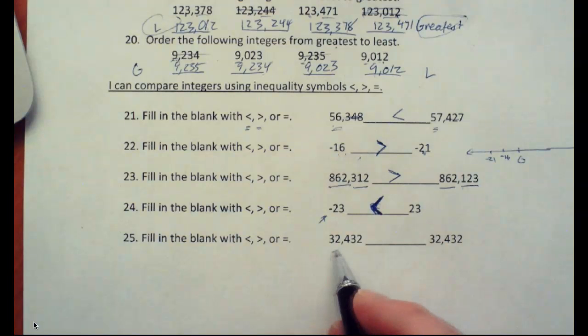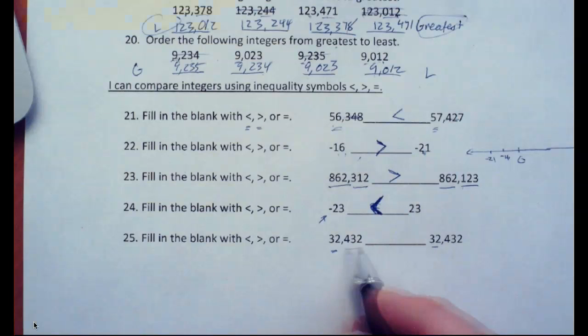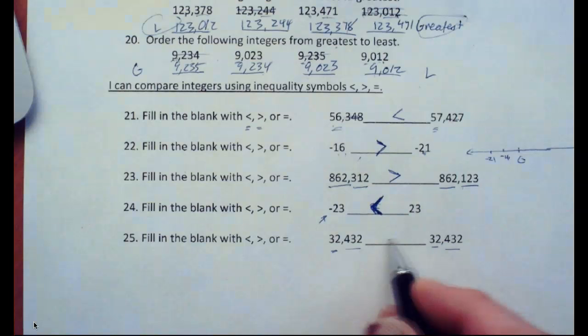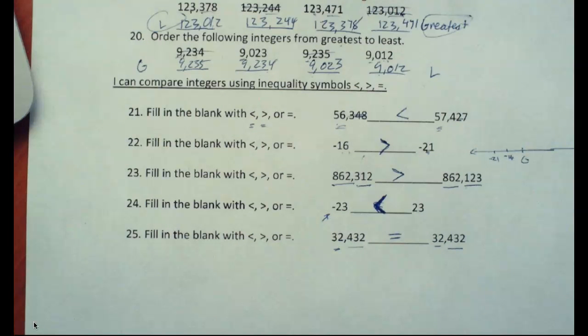Okay, you have 32,000 and 32,000, 432, 432. These two are equal. All right, thanks for playing today.